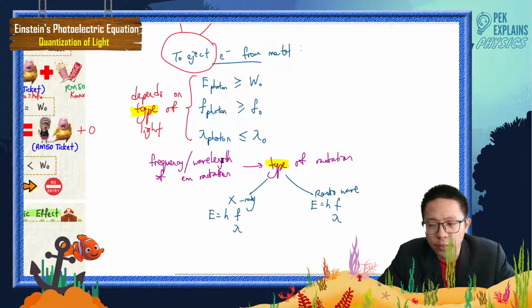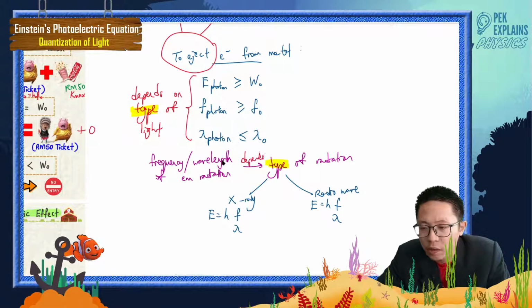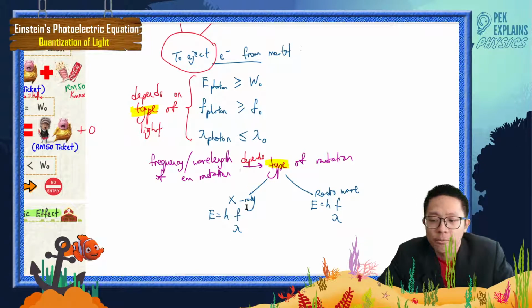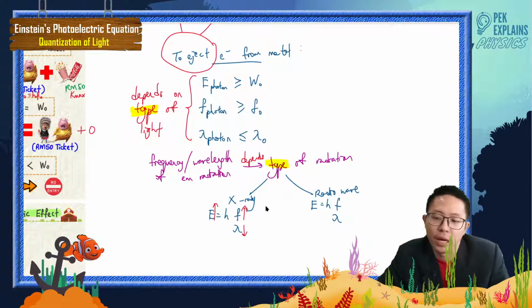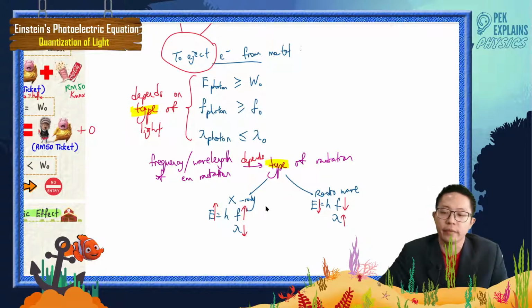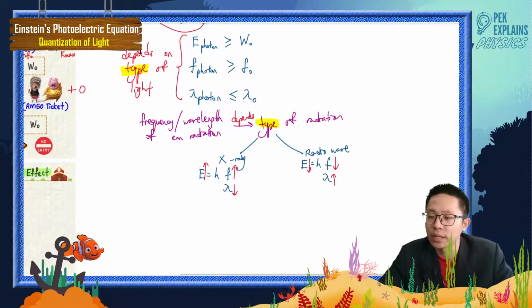So this frequency and wavelength depends on the type of radiation. For example, X-ray has very, very high frequency, very high energy, very small wavelength. When we talk about radio waves, they have very small frequency, very long wavelength, but very low energy.